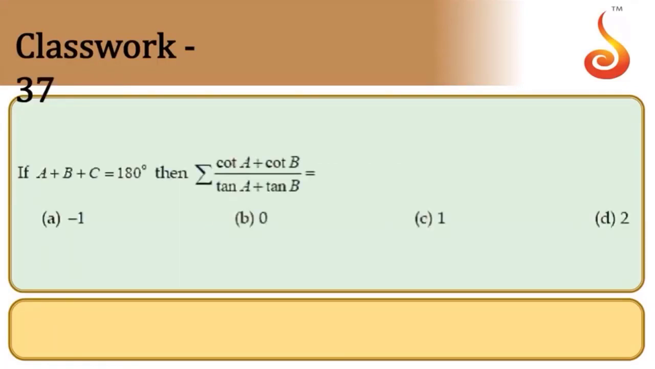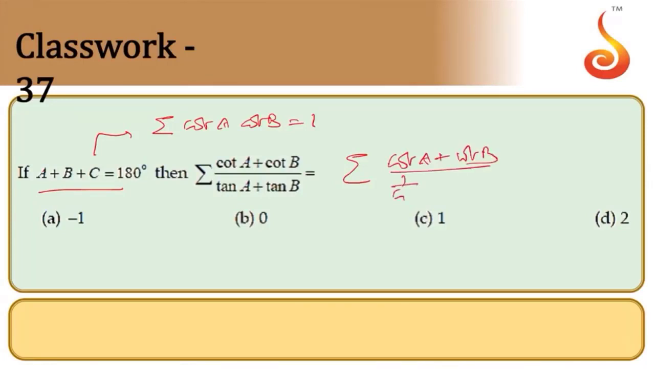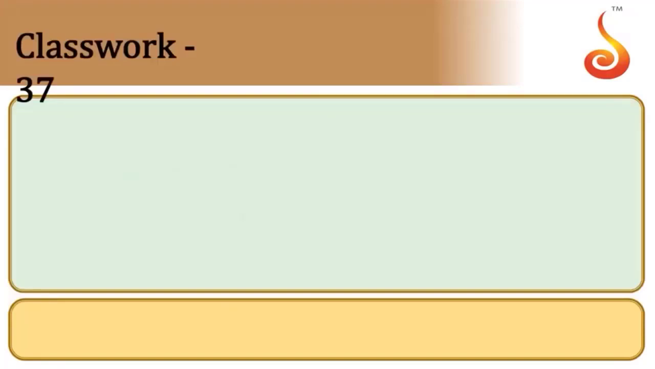So let me take up the next one. Cot A plus cot B plus cot C divided by cot A plus cot B plus cot C reciprocals. But clearly, we know that when A plus B plus C is equal to 180, sigma cot A cot B is always equal to 1. So it is cot A plus cot B plus cot C divided by 1 by cot A plus 1 by cot B plus 1 by cot C. When you take the LCM, you get sigma cot A cot B, and that will always be equal to 1. So the answer is 1.